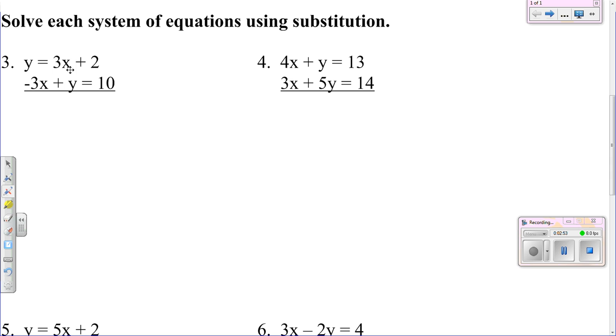Alright, y equals 3x plus 2. Negative 3x plus 3x plus 2. Just took this value for y and plugged it in. Equals 10. Those cancel. You get 2 equals 10. When does 2 equal 10? Never. So it's no solution.